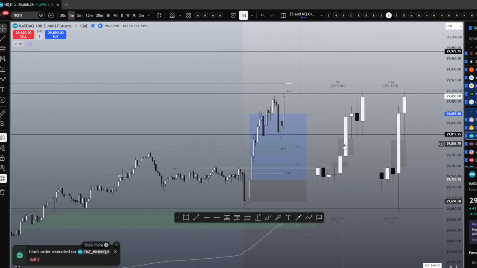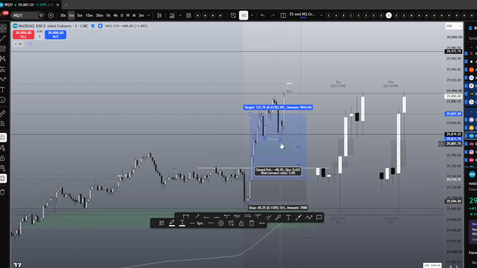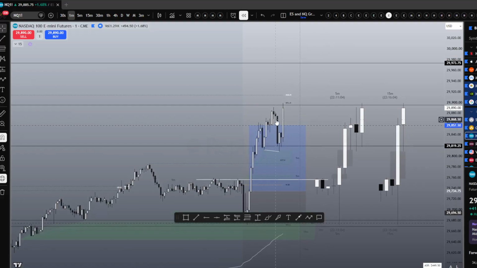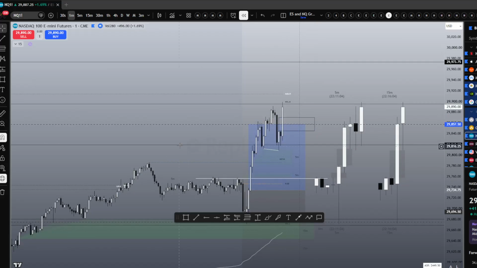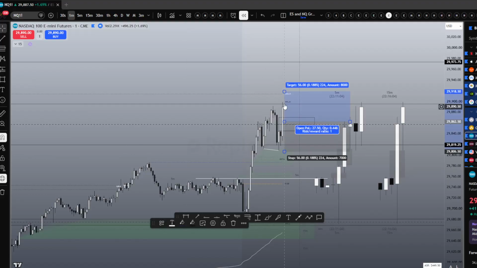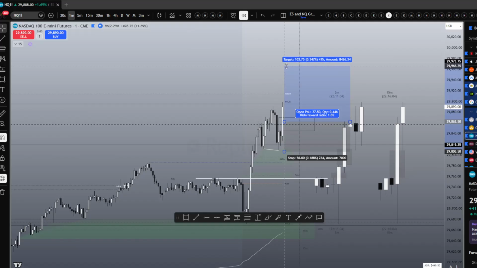So we have a minor SMT right here with ES. So we swept the liquidity. And then you can enter somewhere here, mid candle, if you want to go for a quick scalp. So we inverse this gap right here. So if you wanted, you could enter a continuation. Basically try to go for a 1-to-1 here to aim for this high. So if you enter mid candle, you can basically get it around here.